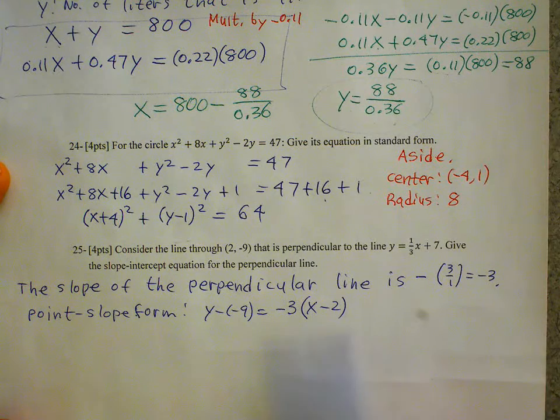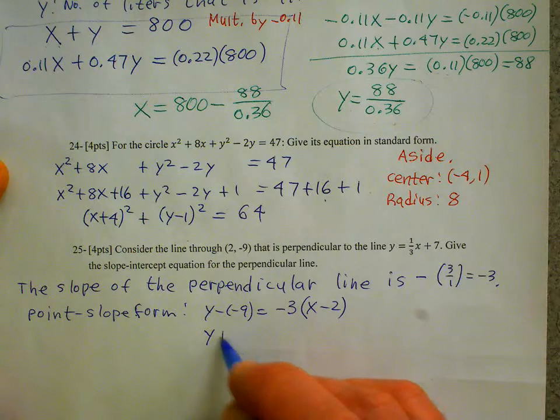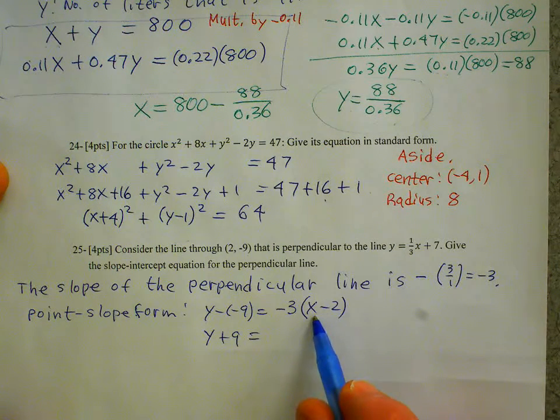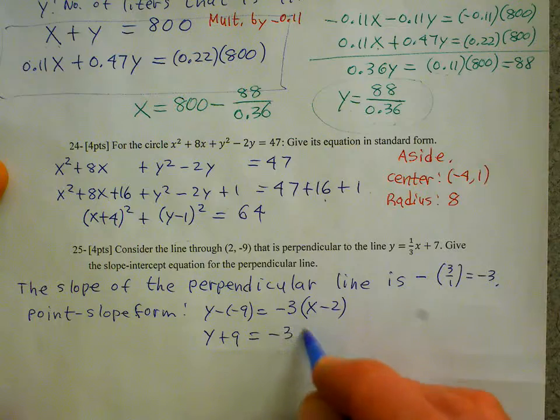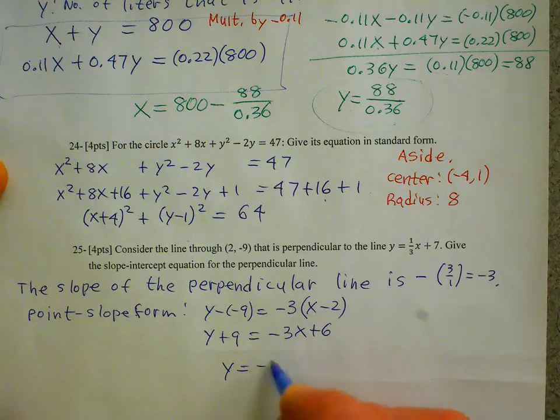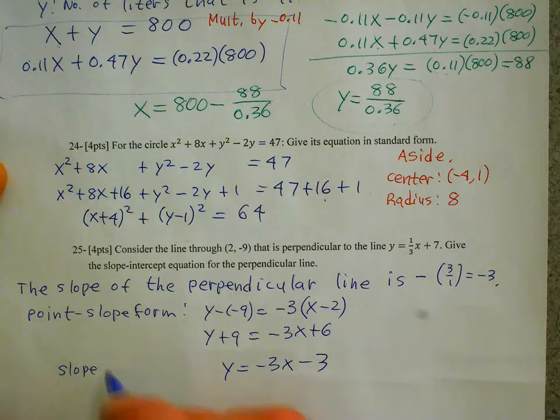And then we do algebra and arithmetic because we want to get it into slope-intercept form. y minus -9 is y plus 9. And on the right-hand side, -3 times the quantity x minus 2 is -3x plus 6. And then we subtract 9 from both sides, and we get y equals -3x minus 3. That is the slope-intercept form.